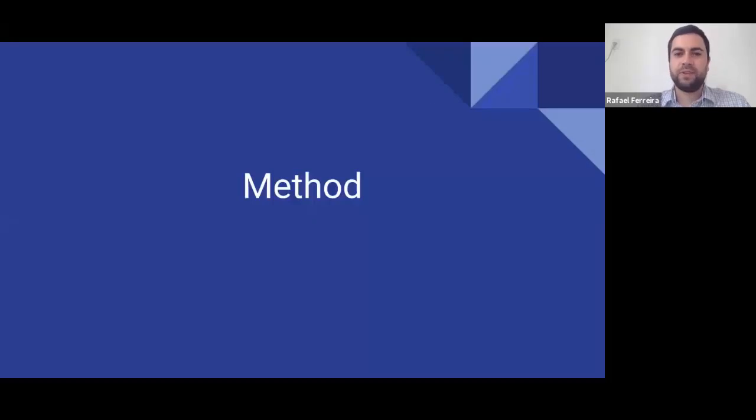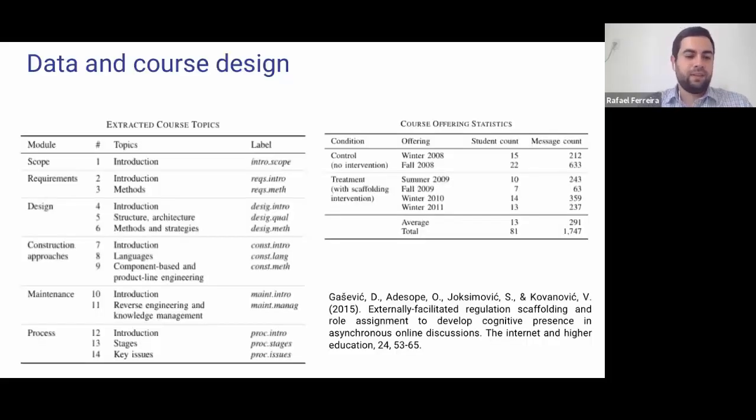So let's go to the method. The data and course design: it was a course that was happening in Canada, and it is a master's course about software engineering. You can see in this table on the left the main topics of the course. The data that we are analyzing have 6 runs of the course. So it's the same course, but over different semesters.